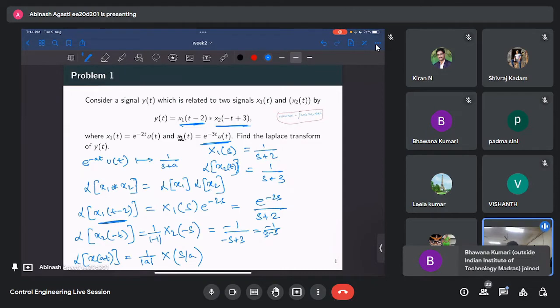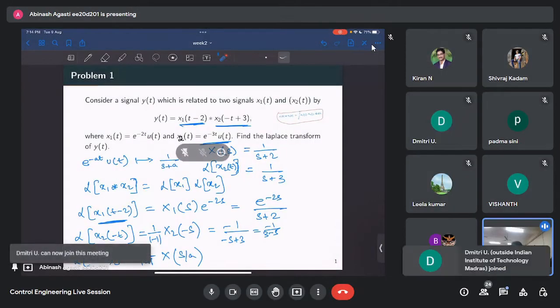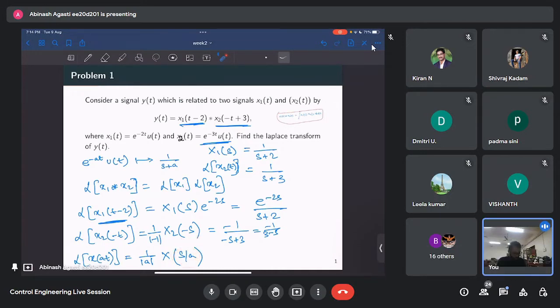So when we use this here, the scaling factor a is nothing but minus 1. So what we'll get is 1 into x2 of s by minus 1, that is minus s, right? So here what we'll get is 1 by 3 minus s.